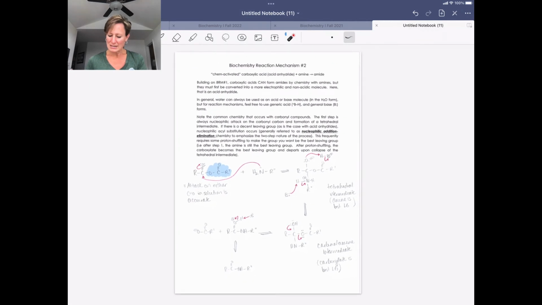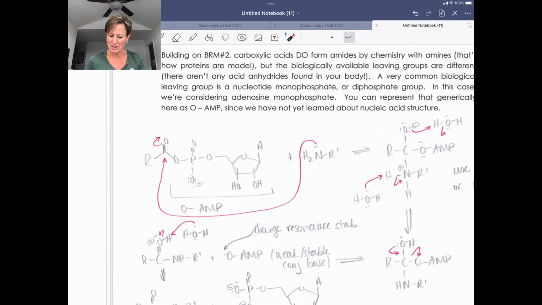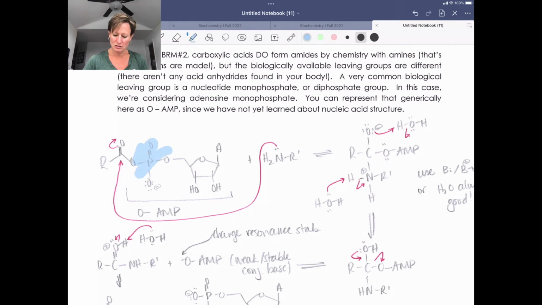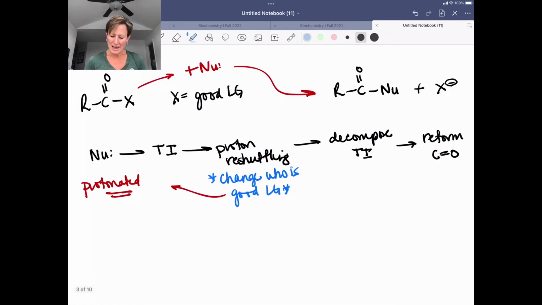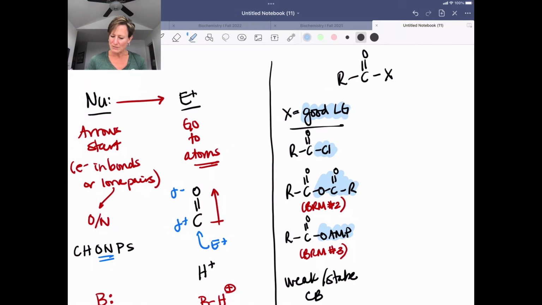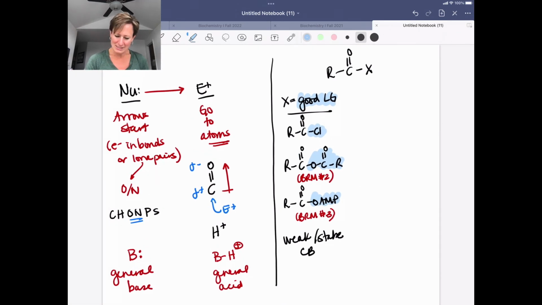And reaction mechanism 3 was basically the same thing, except we have a biologically available good leaving group that's right there. Okay, so that's going to be the theme you see when we have a good leaving group. Okay, so highlighting some things that you might see where X is a good leaving group. We saw reaction mechanisms that we've already seen, but maybe you could have things like amides and esters as well. We're going to see those mechanisms a little bit later.